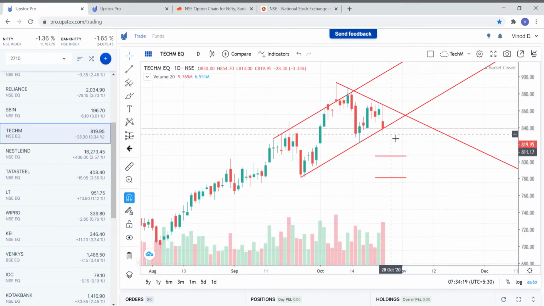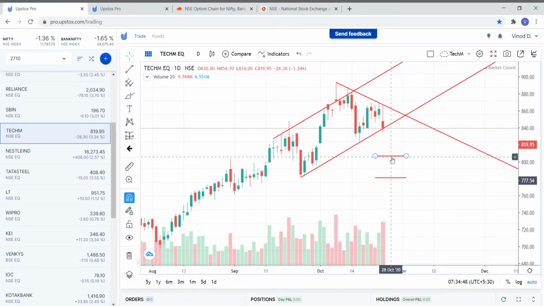Okay, so there are two entries. One, you can enter short somewhere around 810. If you want to be a bit more assured that yes, there has been a breakdown in real terms, then you can wait for 804 as well. Okay, so either you can enter at 810 or you can enter at 804, looking for the intraday target of around 779.